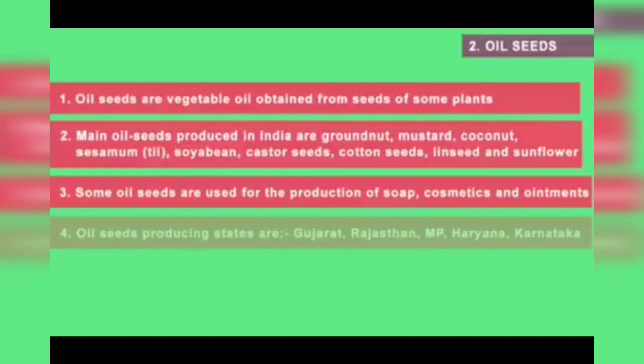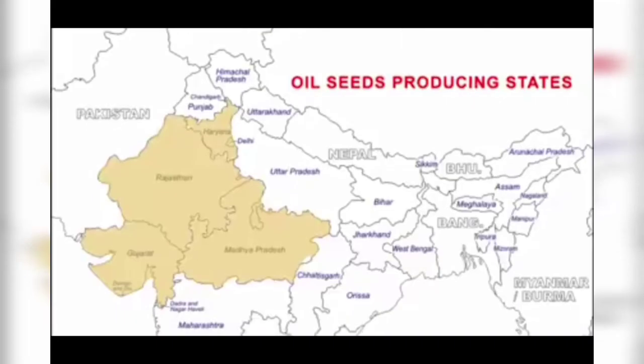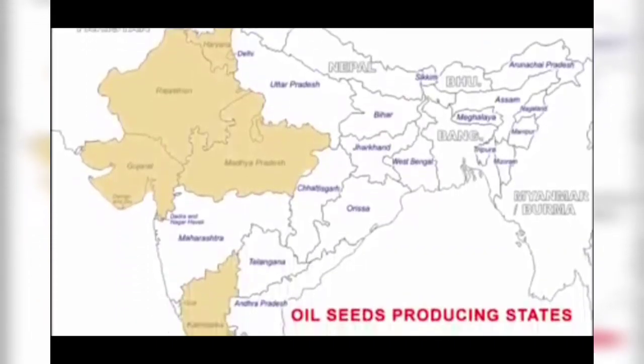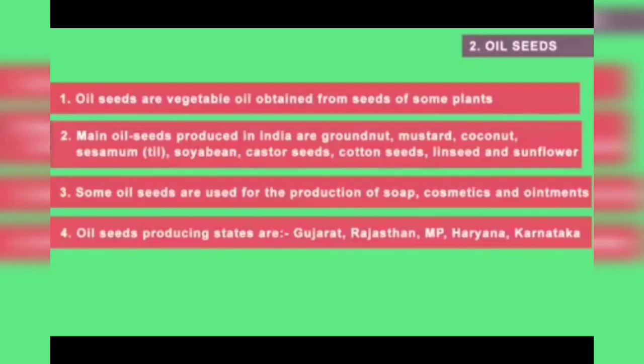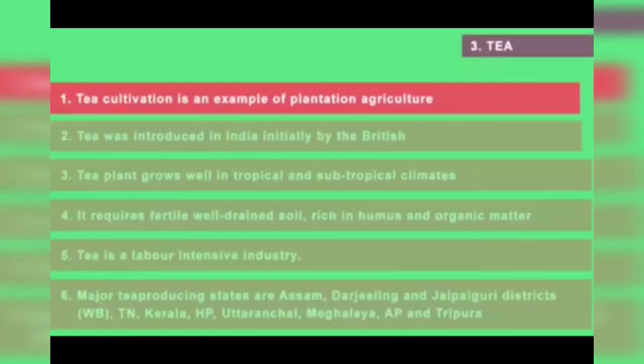We also use oil for the production of soap, cosmetics and ointments. So this adds more value to this kind of crop. Some of the states that produce oil seeds are Gujarat, Rajasthan, Madhya Pradesh, Haryana and Karnataka. So this was all about the oil seeds. The next type of food crop is an example of plantation agriculture.